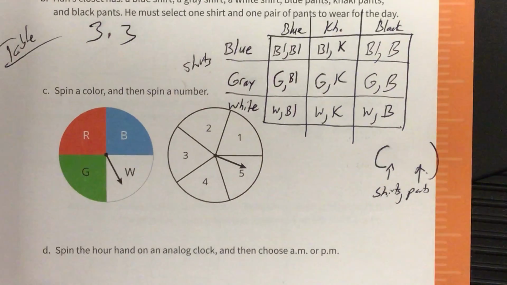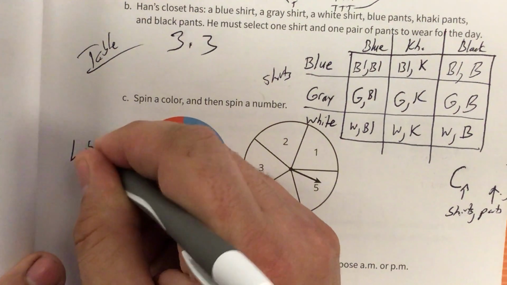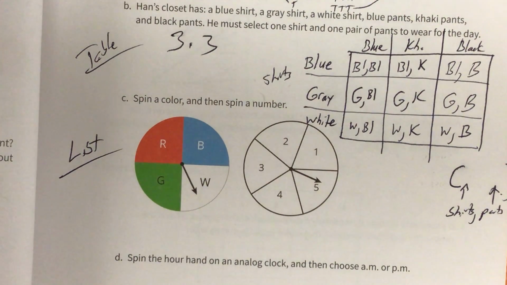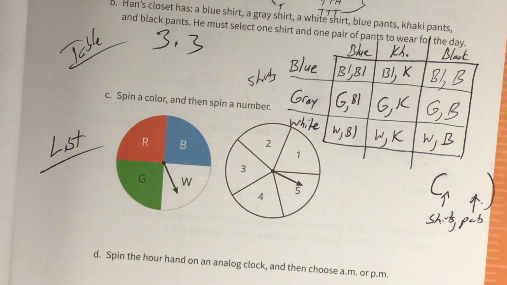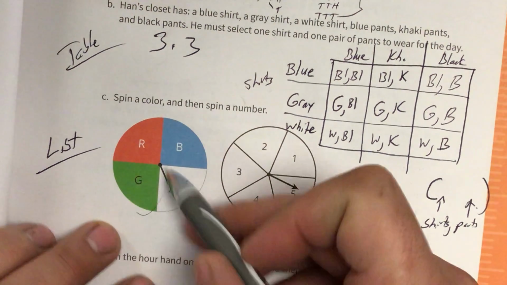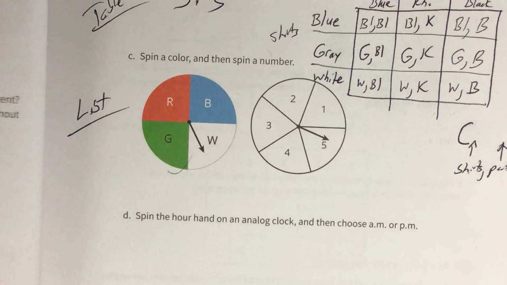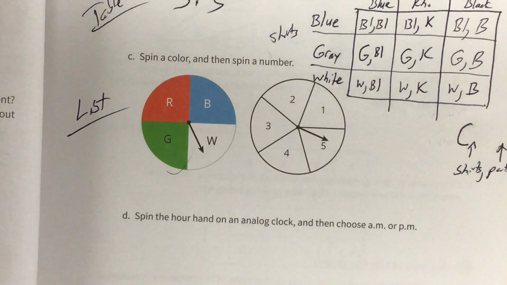Okay, so we haven't done a list yet, so we'll just do a list for C. All the possible outcomes. Let's go with Dakota. How many options we got? How many total outcomes should I get? Yes, 4 and 5. That'd be 20. 4 times 5. 4 things on this spinner, 5 on here. Total of 20. 20 outcomes.